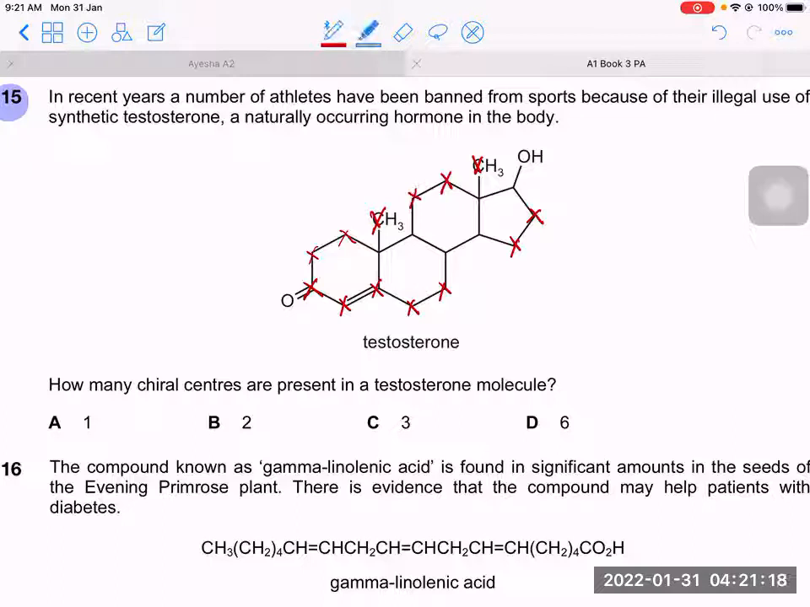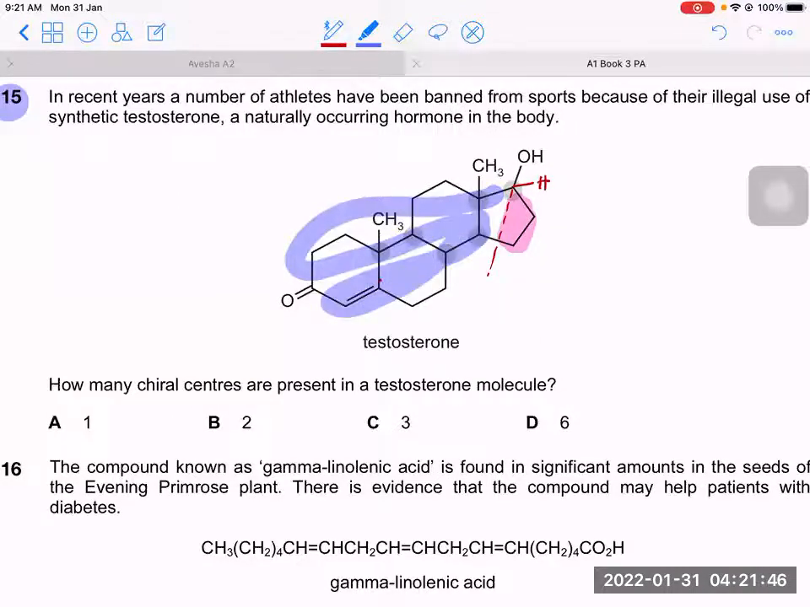So which ones are you left with? 1, 2, 3, 4, 5, and 6. So you're left with these. Let's check. This one has one OH, one H. Then you draw a line of symmetry here. You can see that this side is very different from the other side, which is all of this. So is this chiral? Yes.